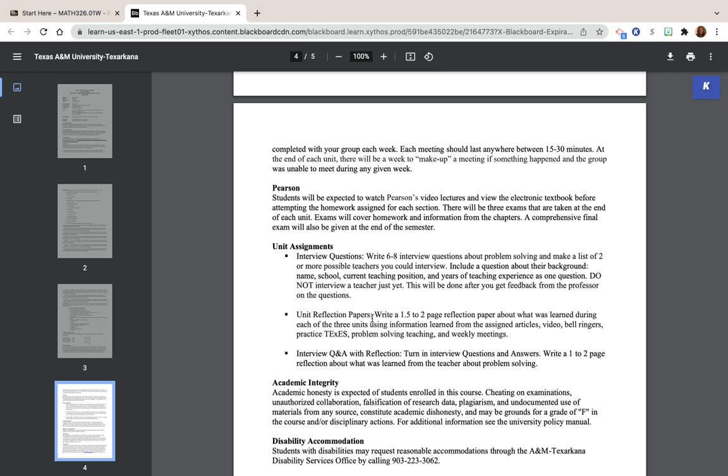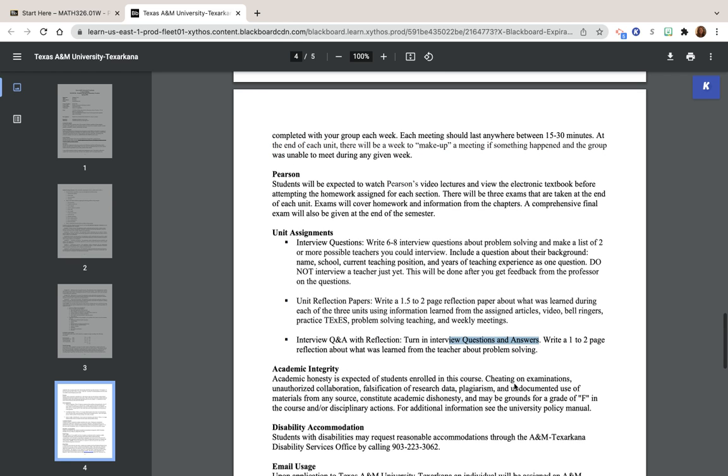After each unit, you're going to write a reflection paper, 1.5 to 2 pages long, about what you learned during your units. Information from articles, videos, bell ringers, your practice tests, problem solving teaching, and you as a student going through the problem solving strategies, and your weekly meetings. During unit 2, you will actually interview a teacher. And then during unit 3, you'll turn in the questions and answers from your teacher that you interviewed, and also a reflection about what you learned.